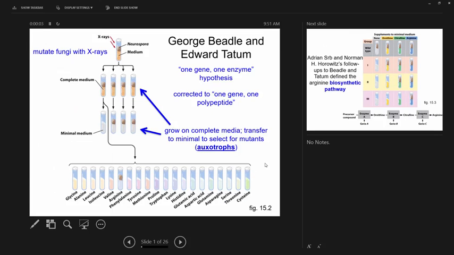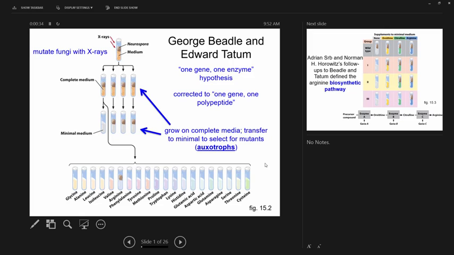Okay, so starting off chapter 15, where chapter 15 covers both the way that proteins are synthesized by the ribosome, translation, and also talks about how you go from the nucleic acid language to the amino acid language. We're going to start off with another experiment.